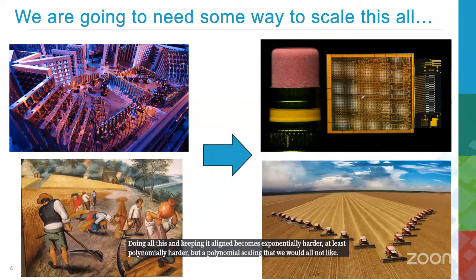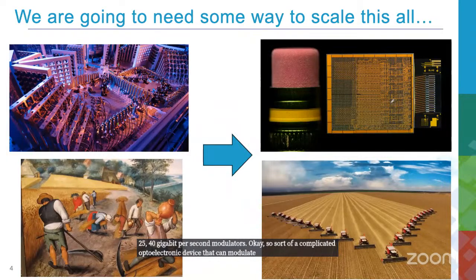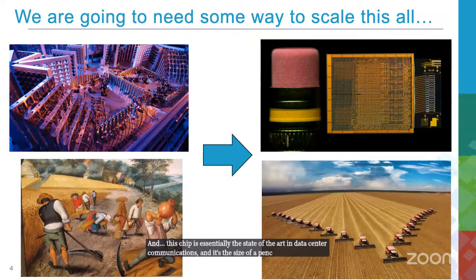Now, on the other side, this is a pencil eraser, and this is a chip from Intel that has a transceiver that takes 25 40-gigabit-per-second modulators. So it's a complicated optoelectronic device that can modulate the amplitude of light. This chip is essentially the state of the art in data center communications, and it's the size of a pencil eraser. It contains more photonic components and really more complexity than this whole room full of stuff.